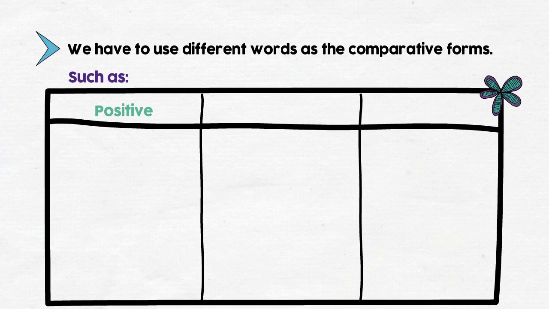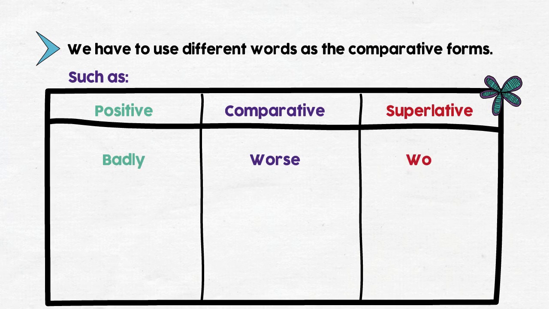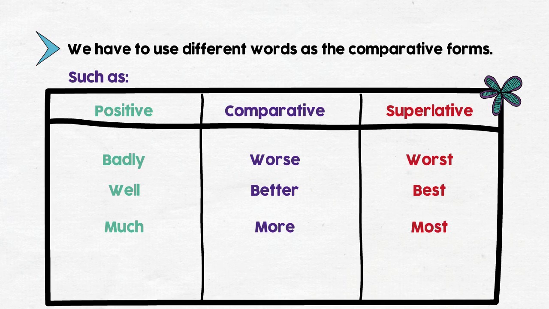positive, comparative, superlative. Badly, worse, worst. Well, better, best. Much, more, most. Less, lesser, least.